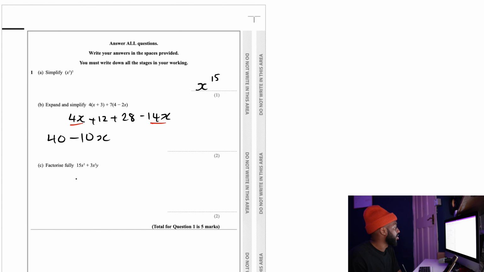Here we have to factorize, so we've got to see the highest common factors between these two terms. So 15 and 3: 3 is the highest common factor. x cubed and x squared: x squared is the highest common factor, and they both don't share a y, so we leave that out. This one we're going to put 5x plus y.